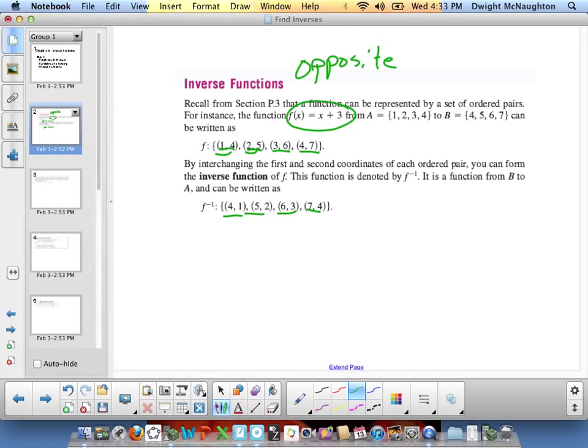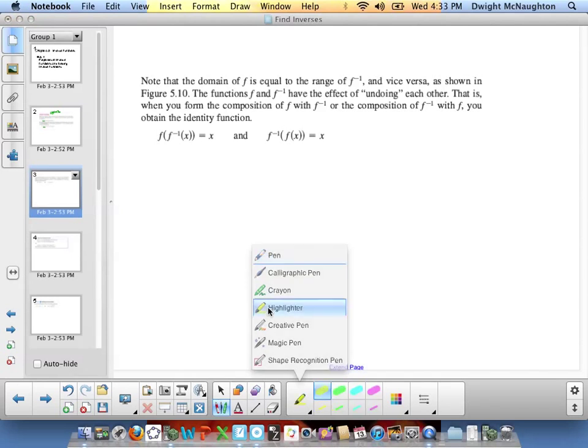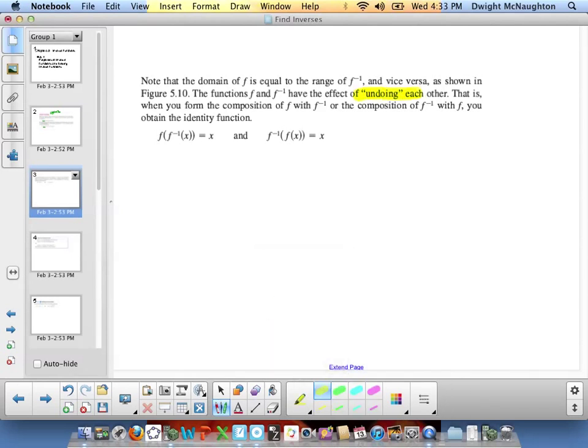Inverse means opposite. A couple things you want to notice about the opposite function or the inverse function is that your domain and range are switched. (1, 4) switched to (4, 1), (2, 5) switched to (5, 2), and so on. Because they're opposites, they have the effect of undoing each other. They undo each other. Whatever you do to x ends up being undone by the inverse.